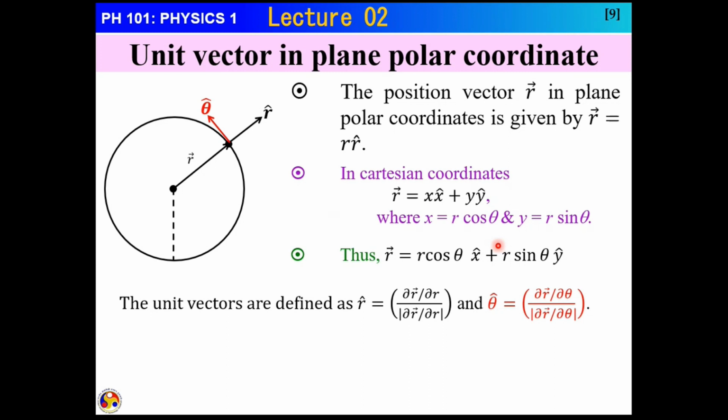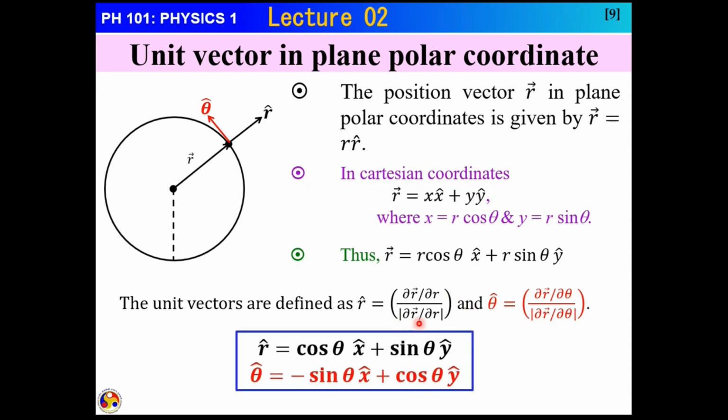So the unit vector along direction r is the rate of change of the position vector with respect to the parameter r. The unit vector along theta is the rate of change of the vector with respect to theta. And then you have to divide by the magnitude of these vectors.